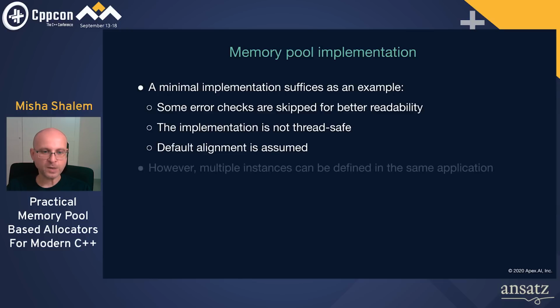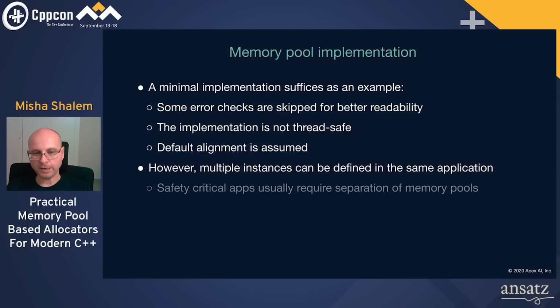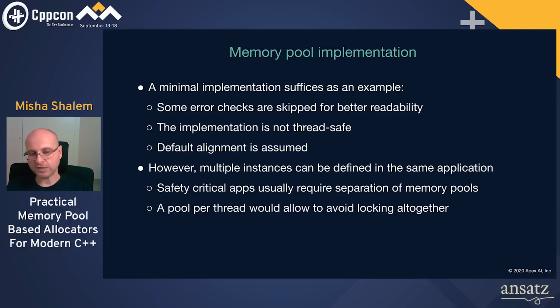It suffices. So one thing we would still want to do is to be able to define multiple instances of the memory pool. And the reason for that is that safety critical applications usually require separation of memory pools just for safety. And just as an example, a pool per thread would allow us to avoid locking altogether, even though it's just one way to do it. Or multiple pools per thread, or a pool per one thing, whatever it is. We can compose it in different ways.